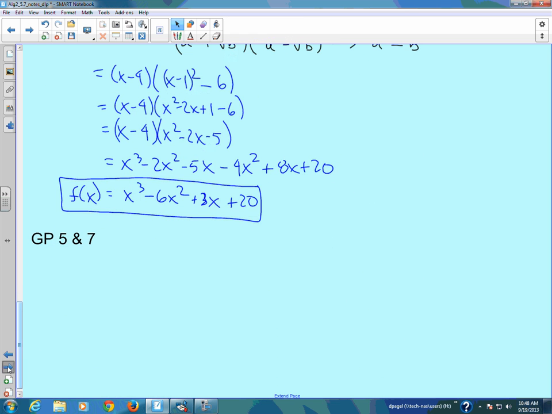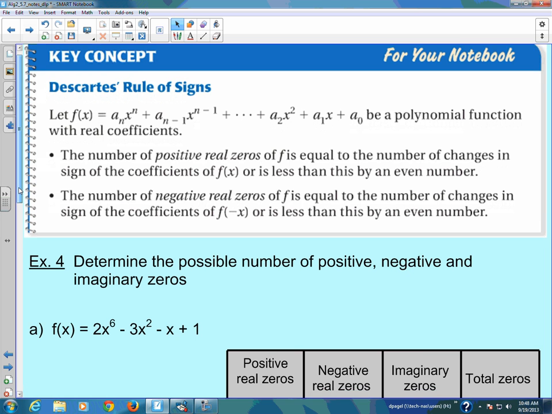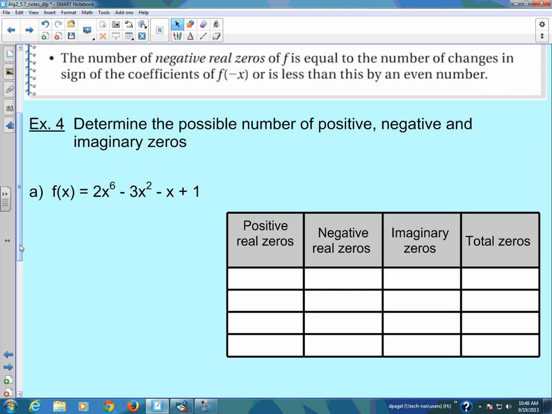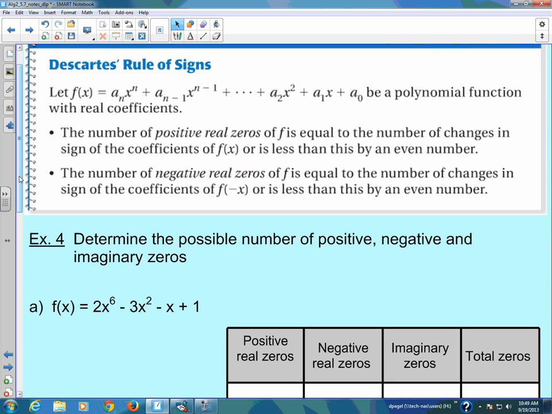All right, let's see if we have time here to get to Descartes' rule of signs. This is just more of an FYI than anything. Descartes was the French mathematician that recognized in this polynomial world that there was a pattern between the sign changes between the terms of a polynomial and the number of positive real zeros, negative real zeros, and imaginary zeros, and thus the total. So we're going to real quick run through one of these. This is more just, again, as an FYI. It just helps you maybe in determining the number of real or the number of imaginary.